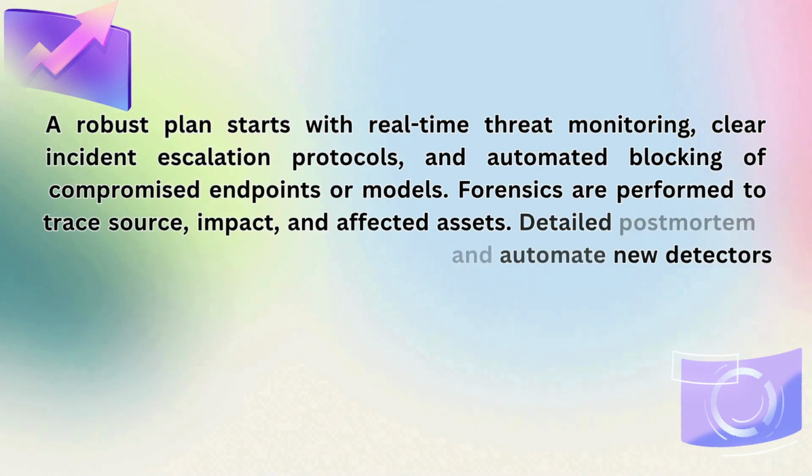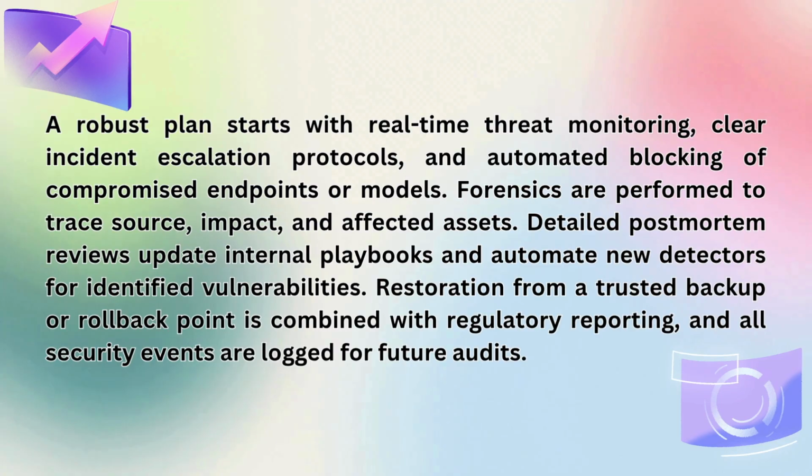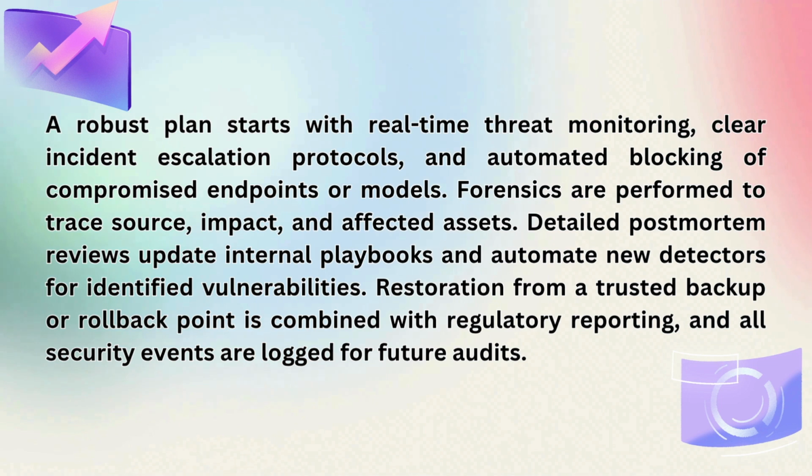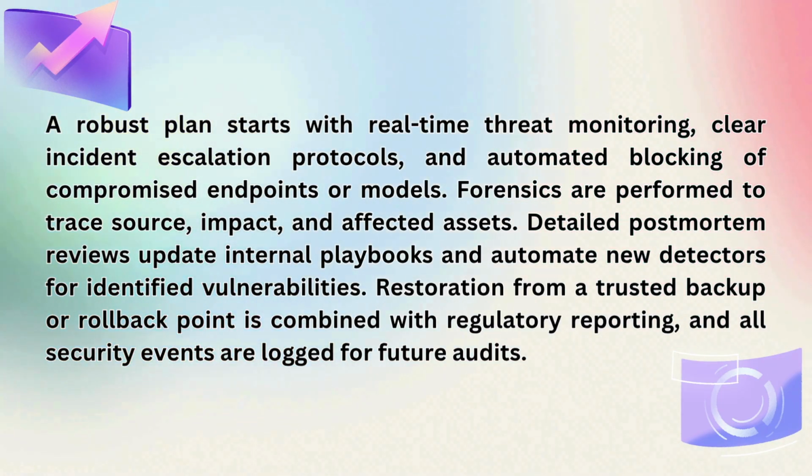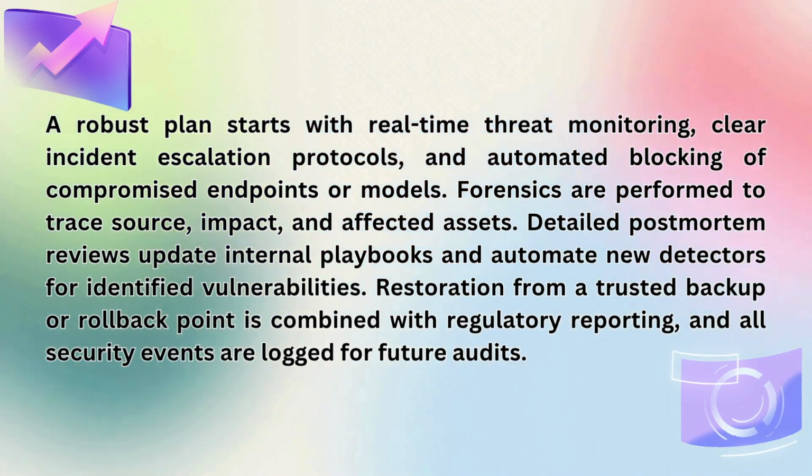A robust plan starts with real-time threat monitoring, clear incident escalation protocols, and automated blocking of compromised endpoints or models. Forensics are performed to trace source, impact, and affected assets. Detailed post-mortem reviews update internal playbooks and automate new detectors for identified vulnerabilities. Restoration from a trusted backup or rollback point is combined with regulatory reporting, and all security events are logged for future audits.